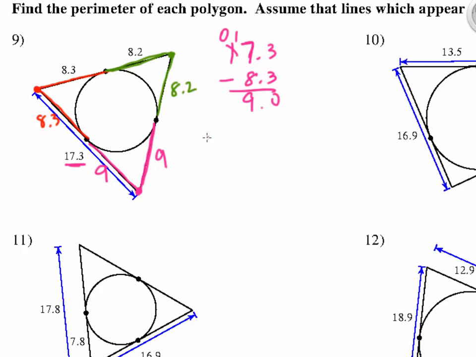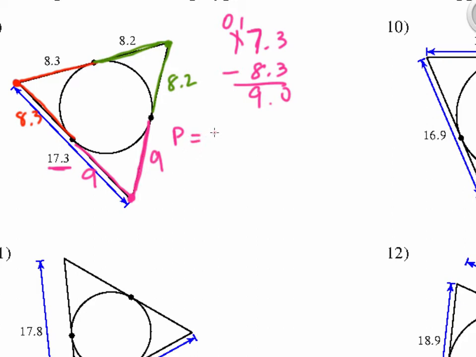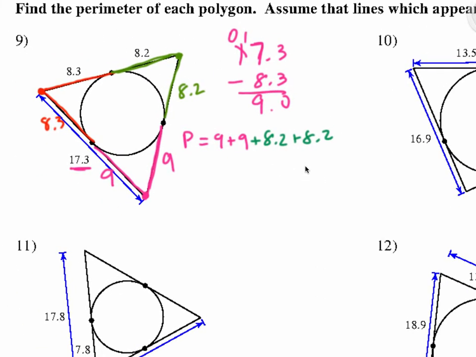And then we can just add them all up to get our total perimeter. So the perimeter equals this 9 plus 9, or you can do 9 times 2 if you want, plus 8.2 plus 8.2, or 8.2 times 2. Sorry, back up. Plus 8.3 plus 8.3. It's probably better just to multiply by 2. Okay, let's see here. So 9 plus 9 obviously is 18. This is going to be 16.4. Right, 16.4. And this is going to be 16.6.